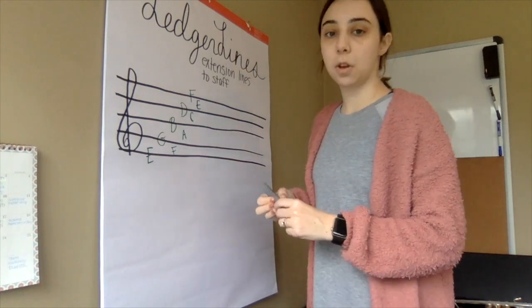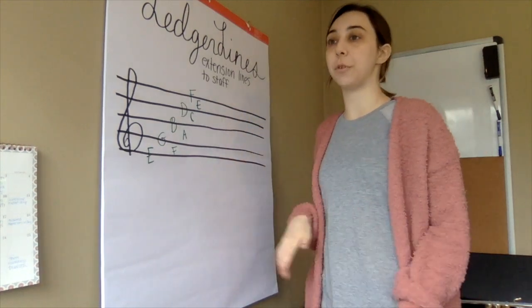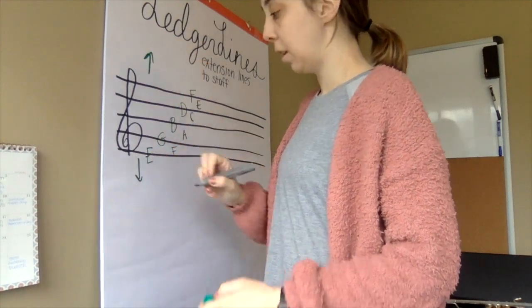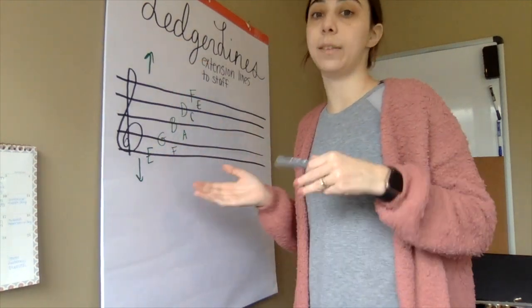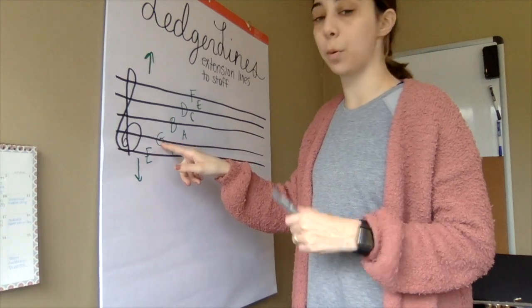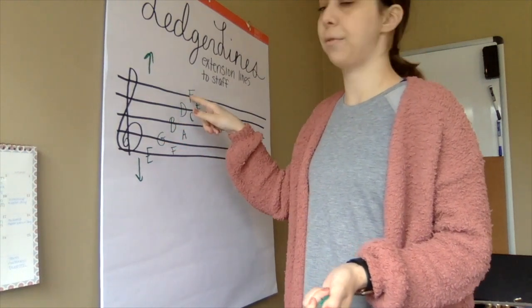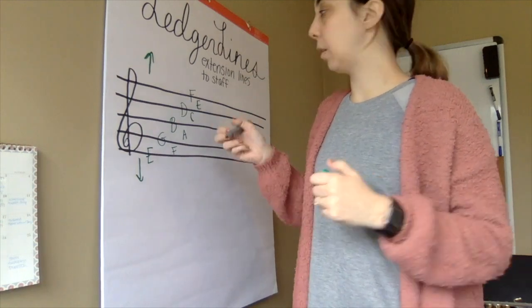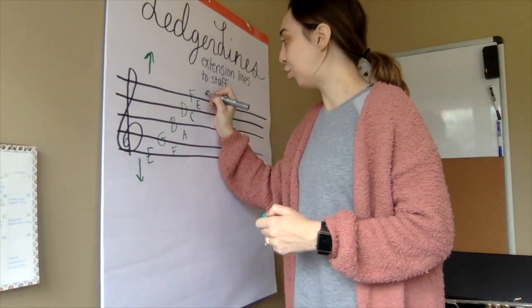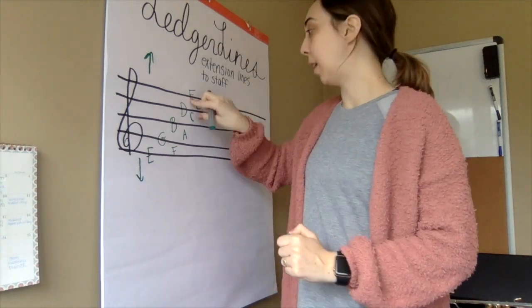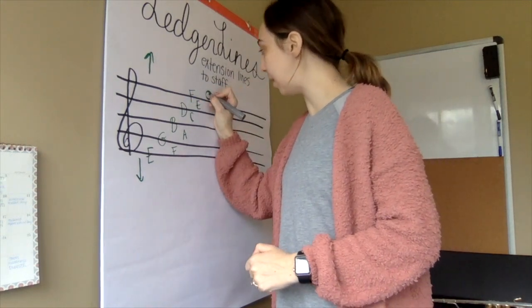Now, if you notice, every time you go up the staff, it goes up in alphabetical order. And if you go down, it goes backwards in alphabetical order. Remember, when we get to G, we reset back to A, B, C, D, E, F. So, if we go to the space just above the staff, and we're going up, in A, B, C order, F, this would be G.